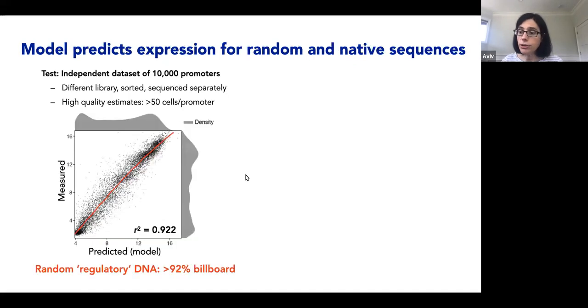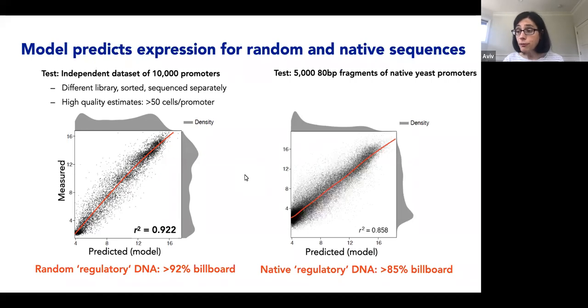Now we trained the model on our data and we asked, how does it do at prediction? For this, we first made an independent test set of another 10,000 random sequences, but each of them is measured in 50 cells per sequence, whereas before we would have usually 1 cell or less per sequence. So we get high quality data. And the model predicted these at 92% accuracy. We also took 80 base fragments of native yeast promoters. And again, the model predicted well, now at more than 85% accuracy.